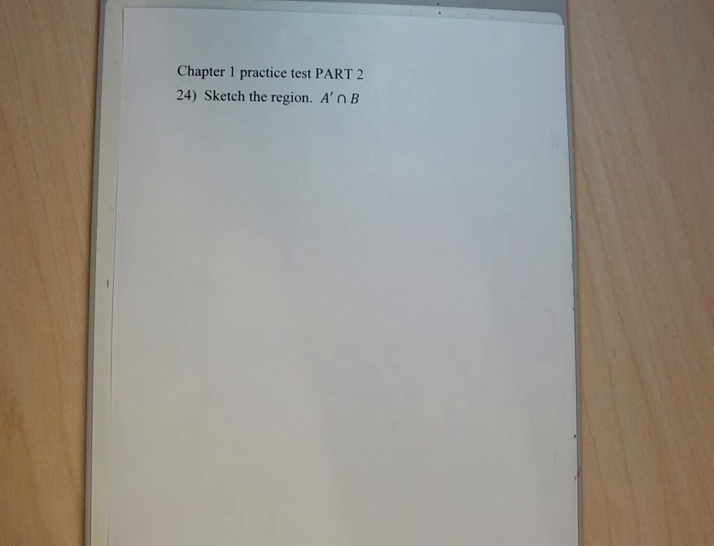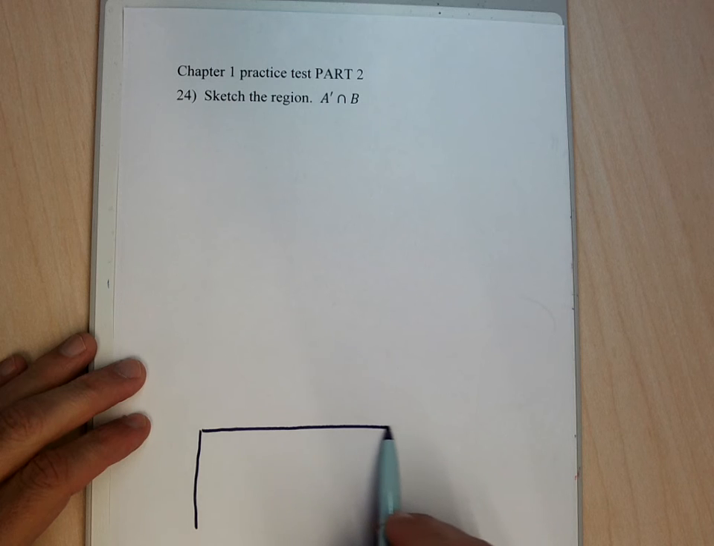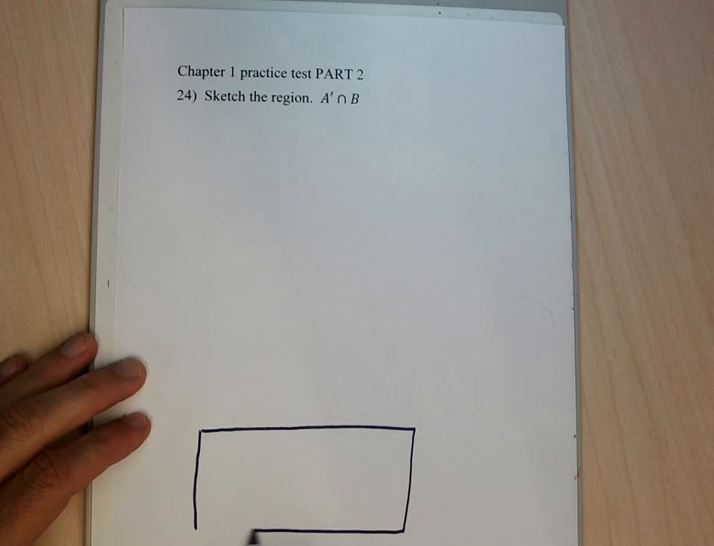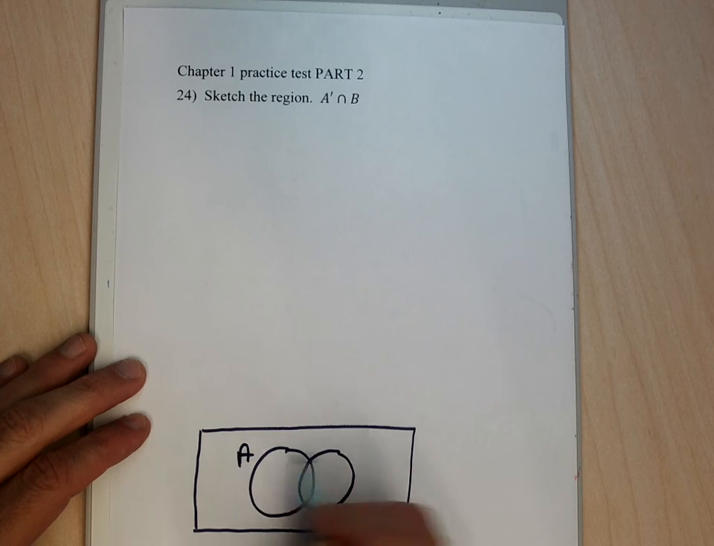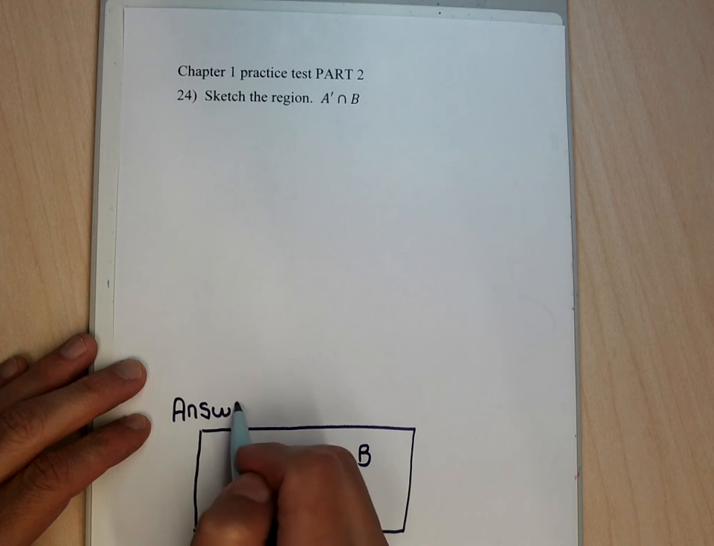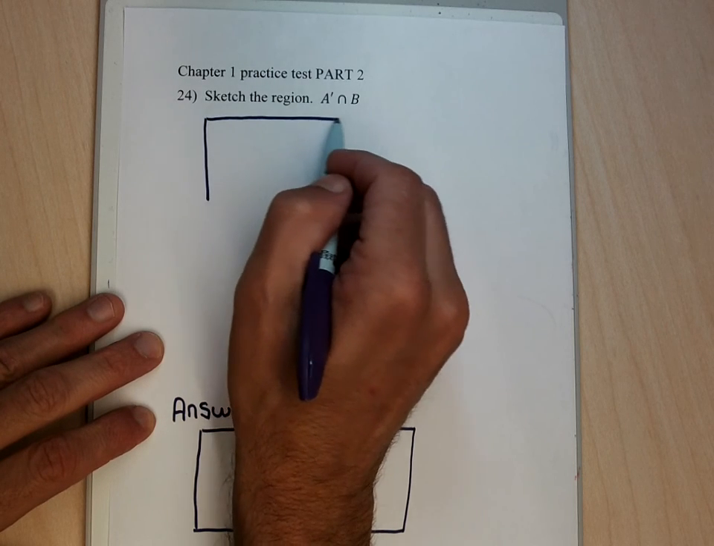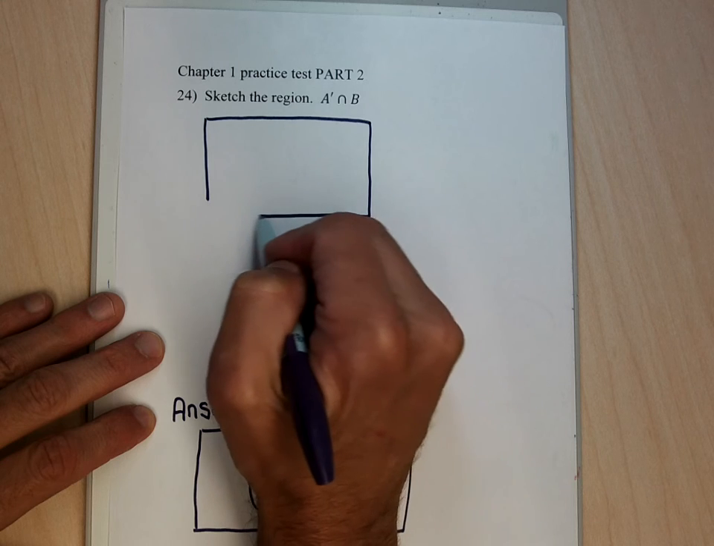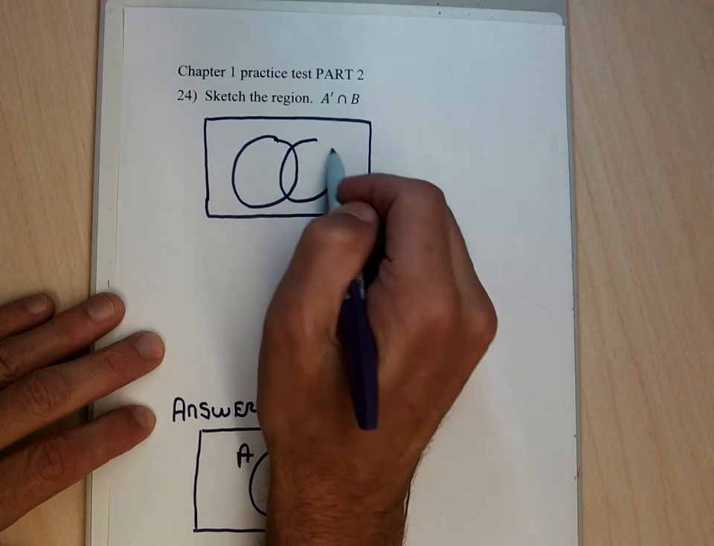Okay, so I'll just jump into the second part of the practice test here for Chapter 1. In problem 24, I'm going to be asked to shade the region of a two-circle Venn diagram that represents A complement intersection B. So I'll set up to write my answer down here in a bit. And when we did this in section 1.5, what we did is we started with a generic Venn diagram with the sets A and B.